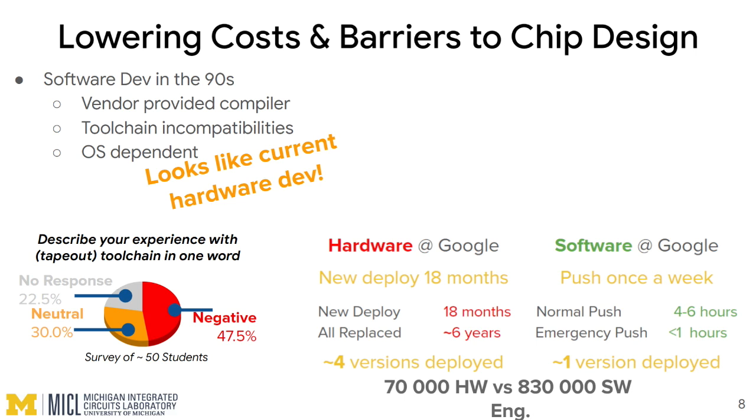Now, of course, there's a time constant to hardware due to fabrication, although we can squeeze that amount of time, especially with mask set automation. But looking back at my comparison to software in the 90s, there is definitely room for improvement in our methodologies and practices in hardware.